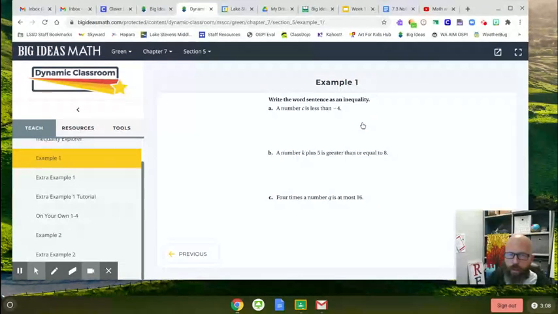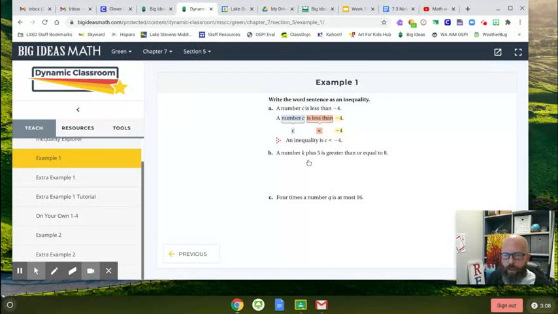It says, write the word sentence as an inequality. A number C is less than -4. So here's our important information. We have a number C is less than -4. So C, here's my less than symbol, -4. So your inequality should look like this. C is less than -4.